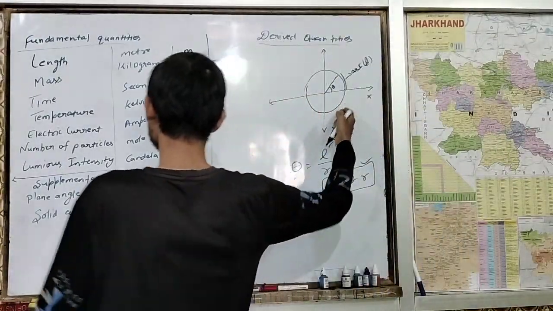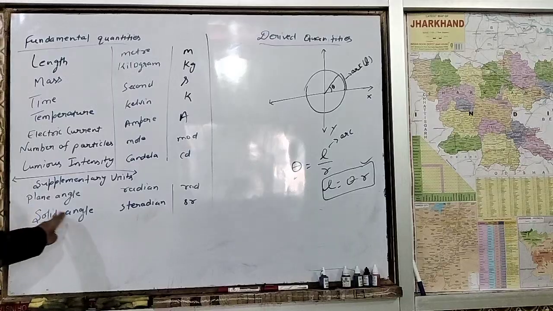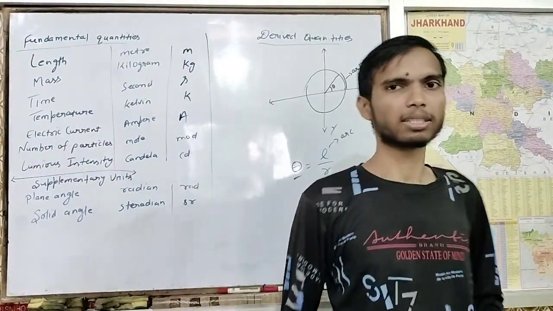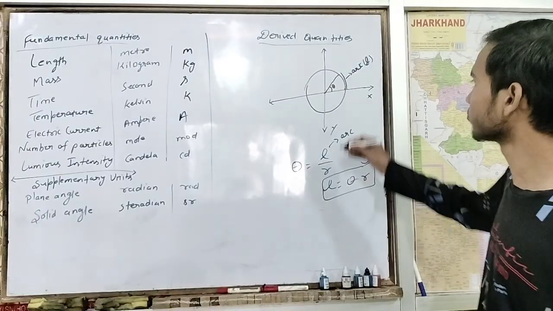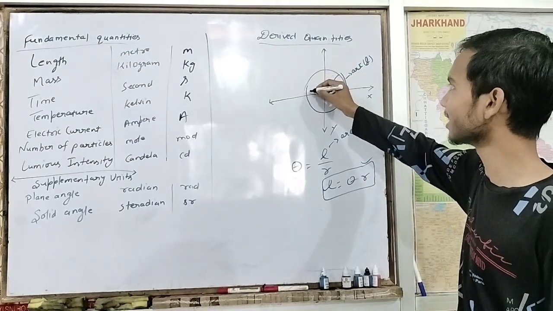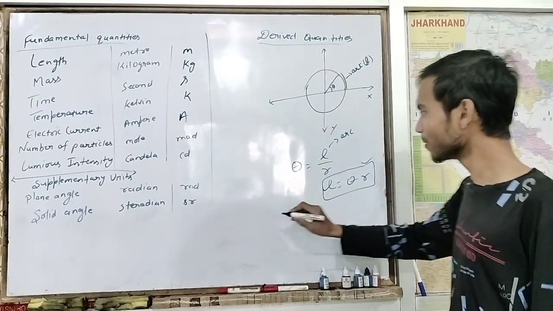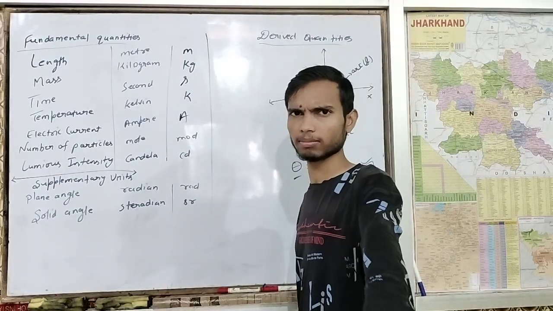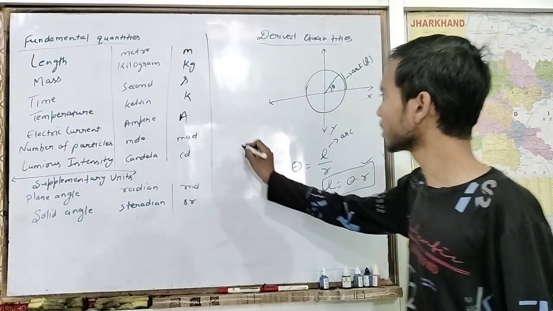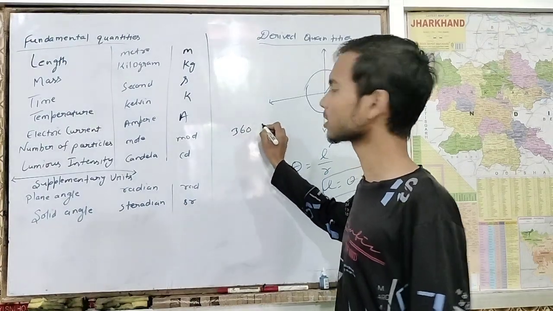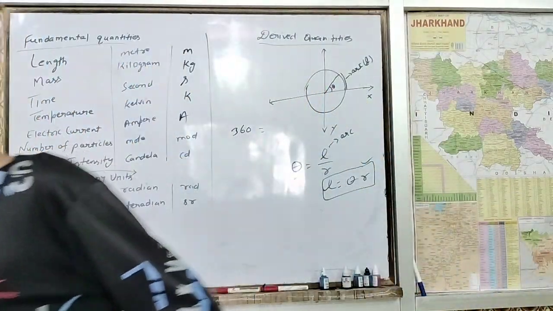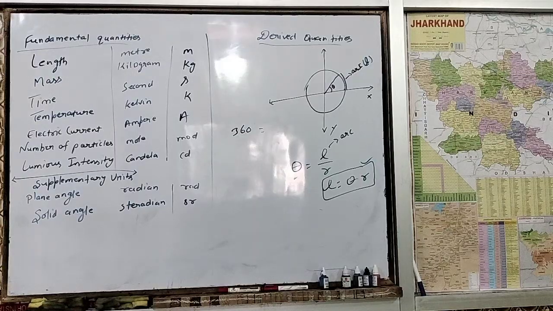So this was the meaning of plane angle, the radian. Remember, I know that you are familiar with the degree. 360 degrees is nothing but just one revolution of a circle.